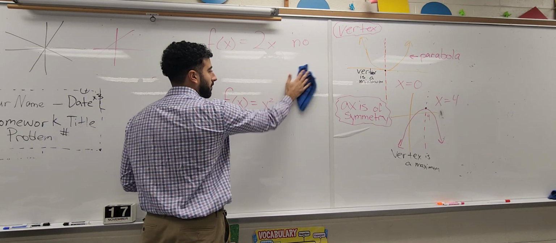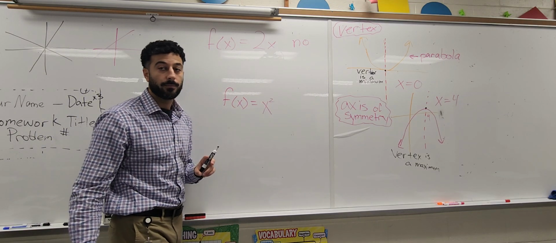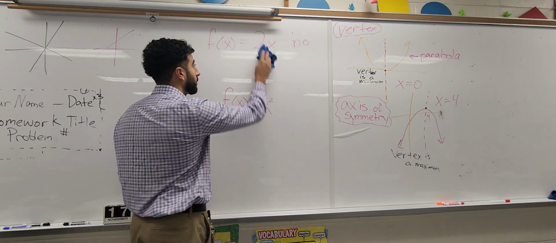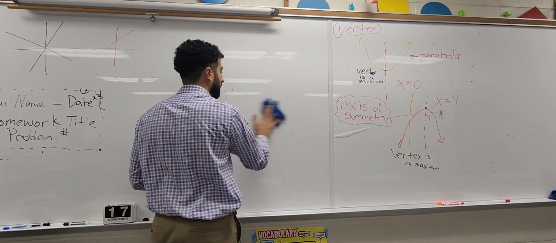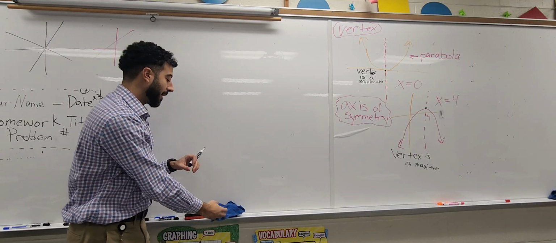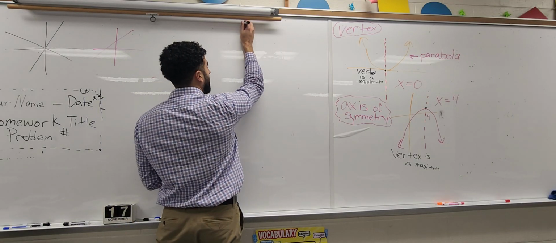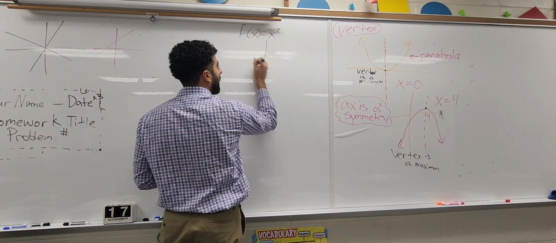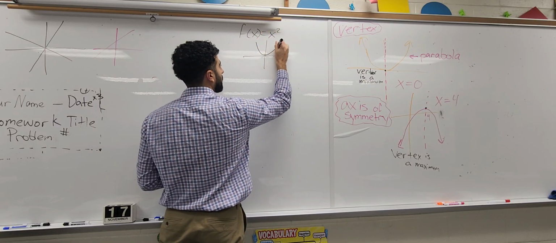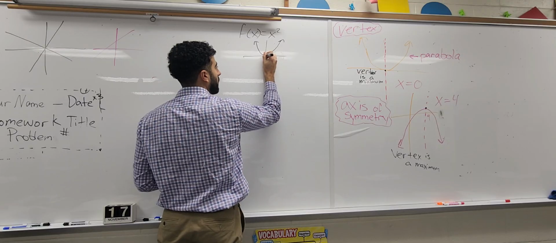Zero? No, not 0. Not x. Remember the domain? You guys remember the topic of domain? So I'm just going to keep the parent function f of x equals x squared, and I just draw it over here. All right, pretend it goes through 0, 0, because it does.